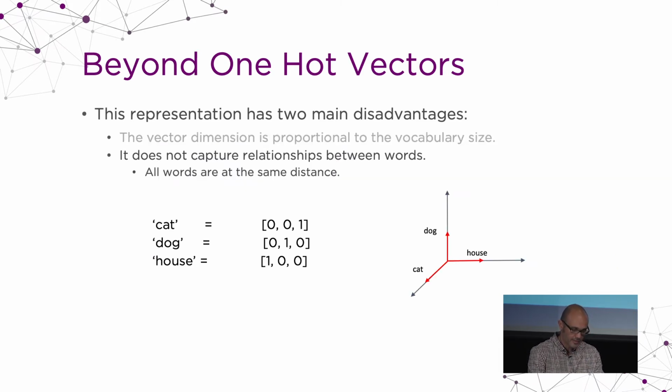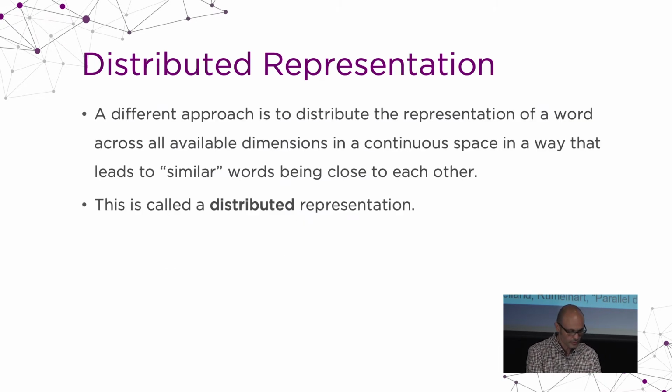The second problem, again, is that there is no semantics at all in this representation. Again, you see this plot, and all the words have the same distance, so I'm not capturing any relationships between the various words here. So let's see a better solution.